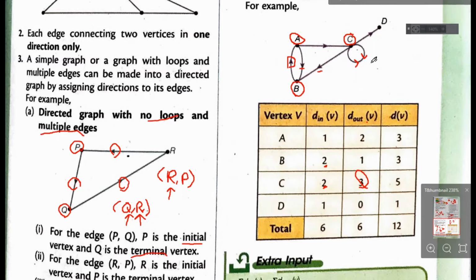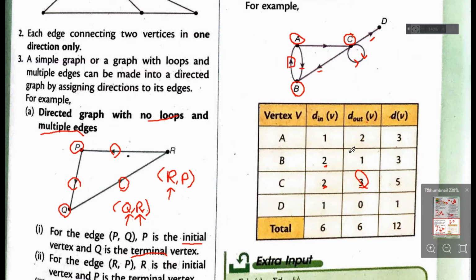For D, in degree. How many lines coming into D? Berapa garisan masuk ke dalam D? 1 only. So you write down 1. Out degree. How many lines coming out from D? Berapa garisan keluar daripada D? Tiada. No. So we have to put 0. So total degree of D is 1 plus 0 equals 1.